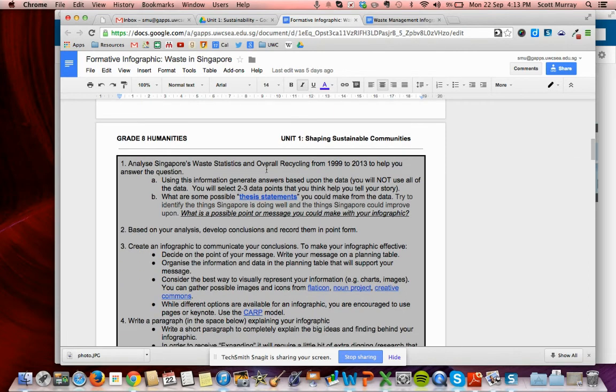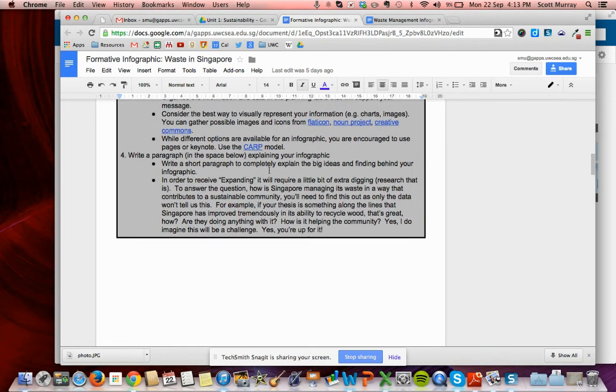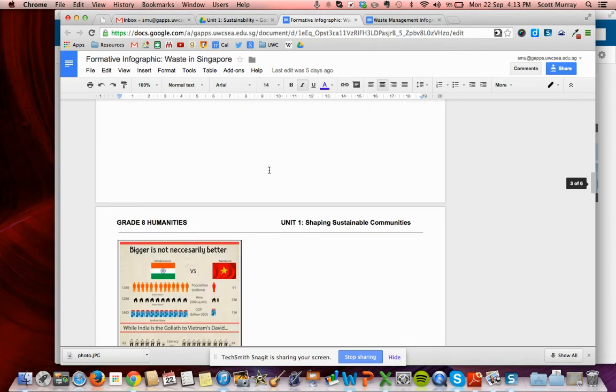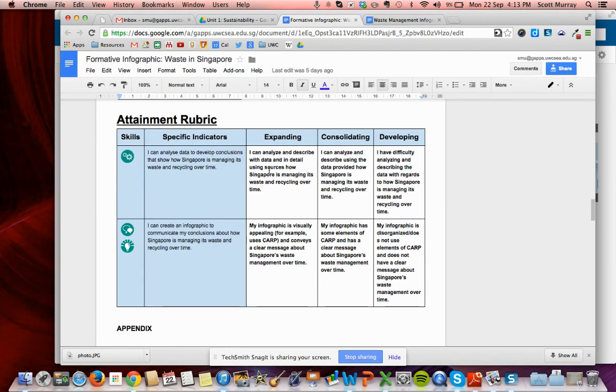Again, I'm not going to spend a lot of time going over this. You can read about it. The one thing I will draw your attention to is how I'll mark it. One way is you will need to analyze the data, and the data is provided below, and the data is to show you how Singapore is managing its waste and recycling over time. I'll say that hopefully for the last time there. The other thing is using CARP in order to create your infographic.